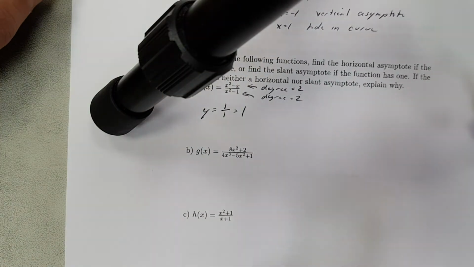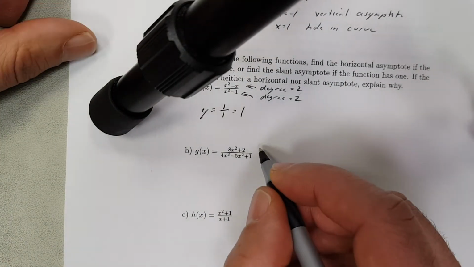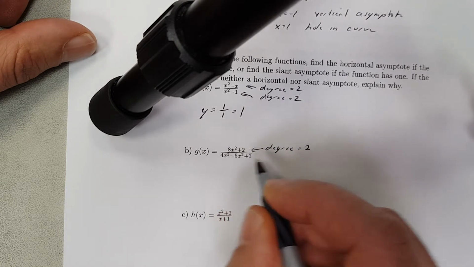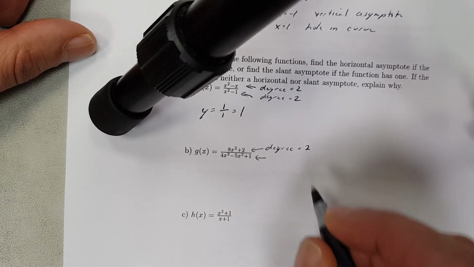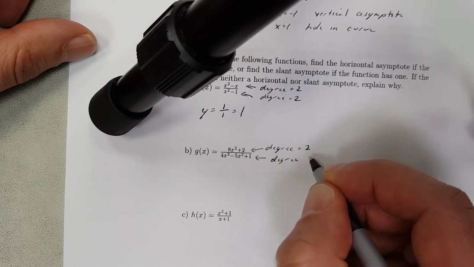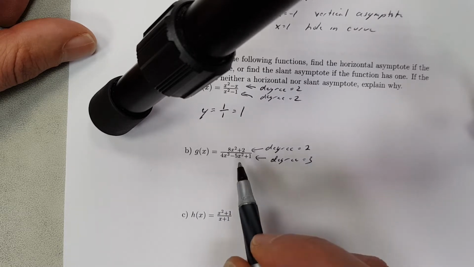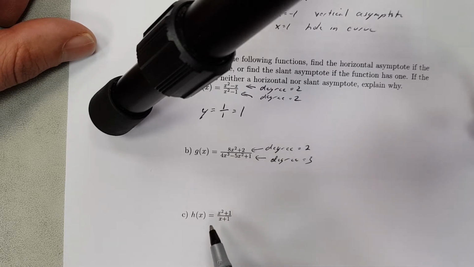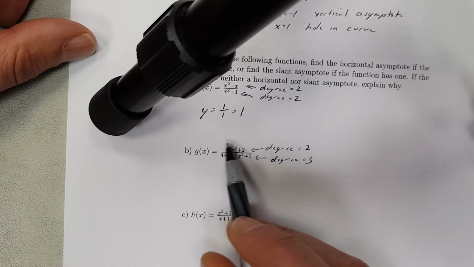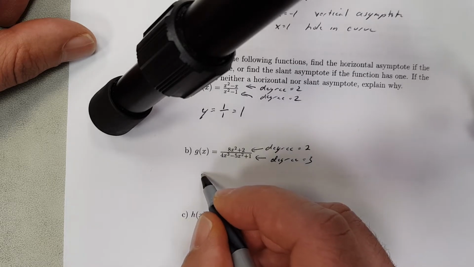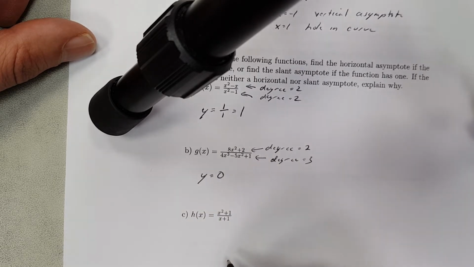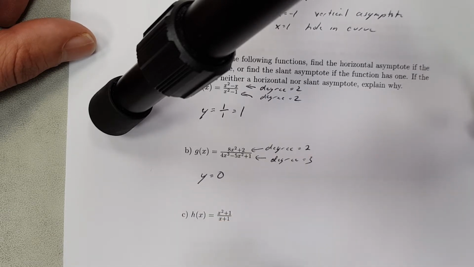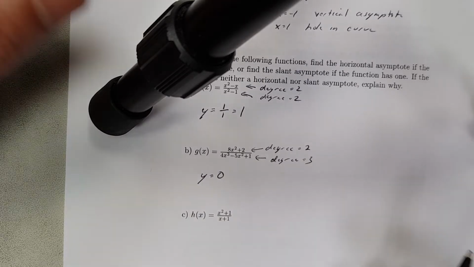Let's take a look at part B. This time the degree of the top is 2. You can see 8x squared there. And the degree of the bottom is 3. When the top has smaller degree than the bottom, or equivalently the bottom has larger degree than the top, then we again do have a horizontal asymptote, and that horizontal asymptote will always be y equals 0. So when the degree of the denominator is bigger than the degree of the numerator, it will have a horizontal asymptote at y equals 0.